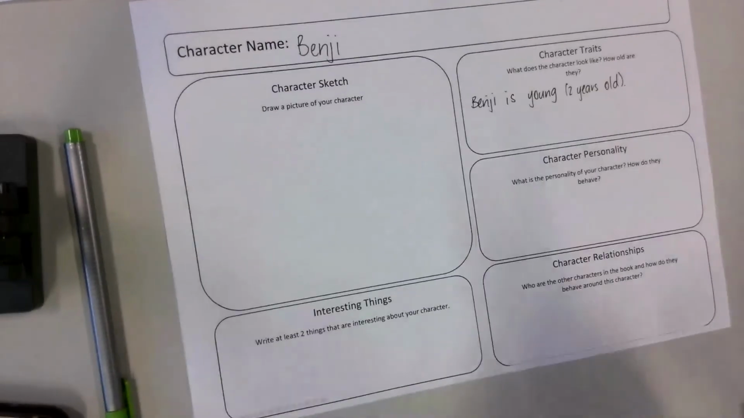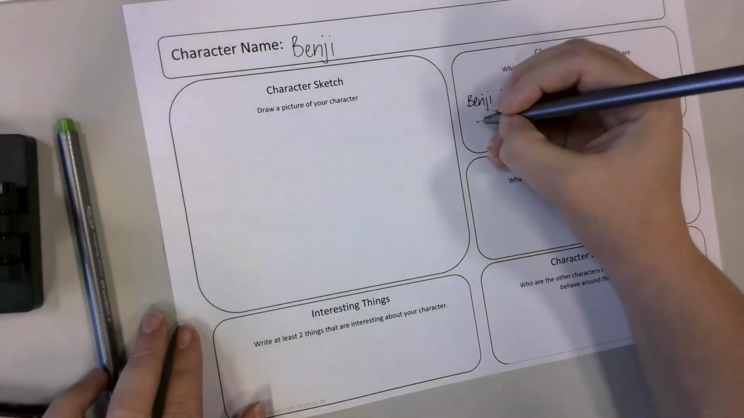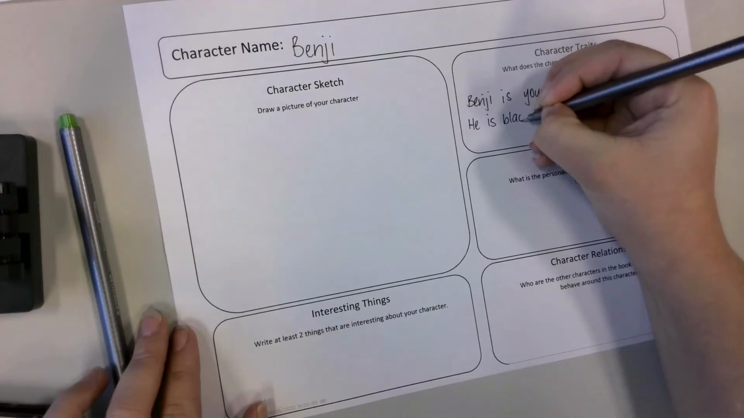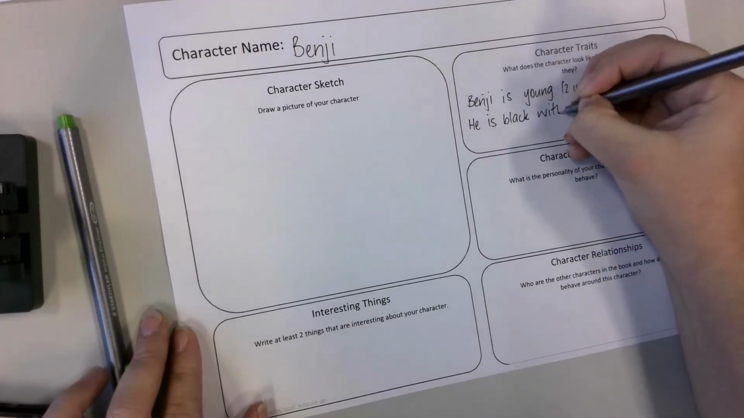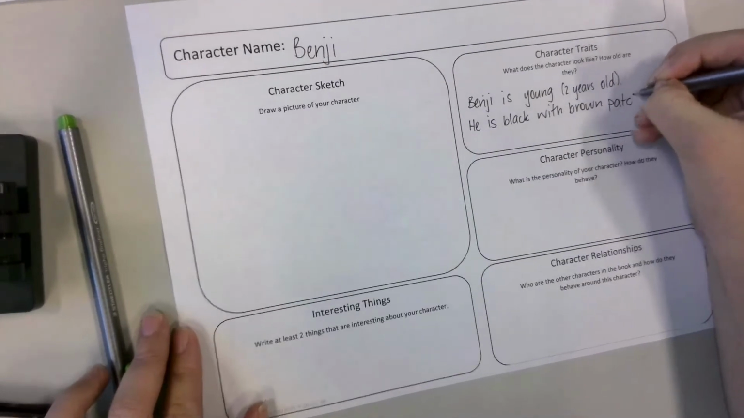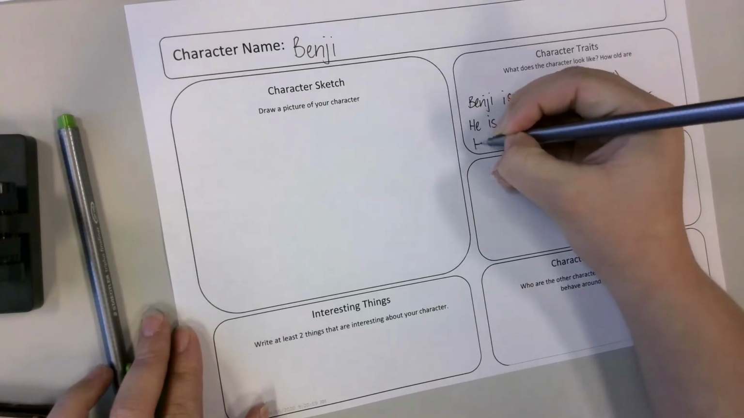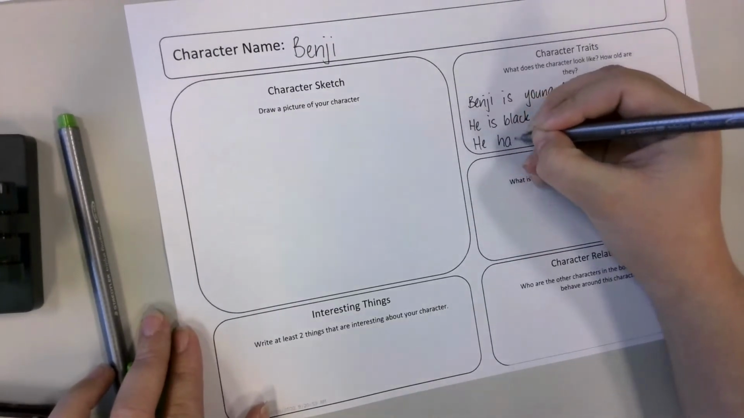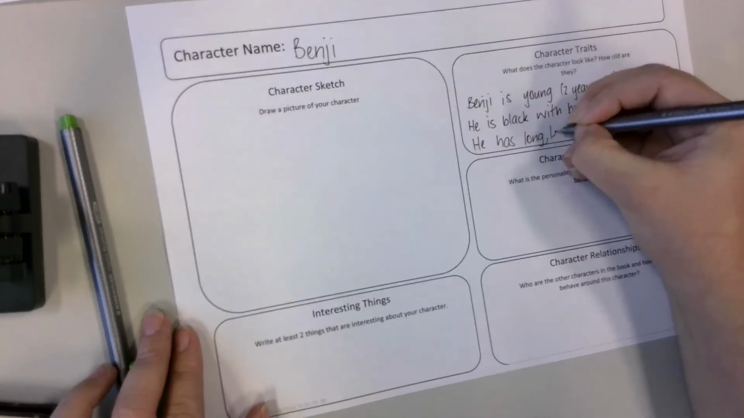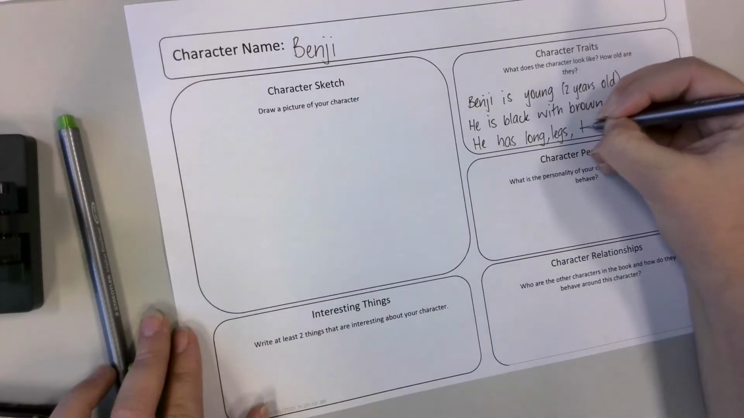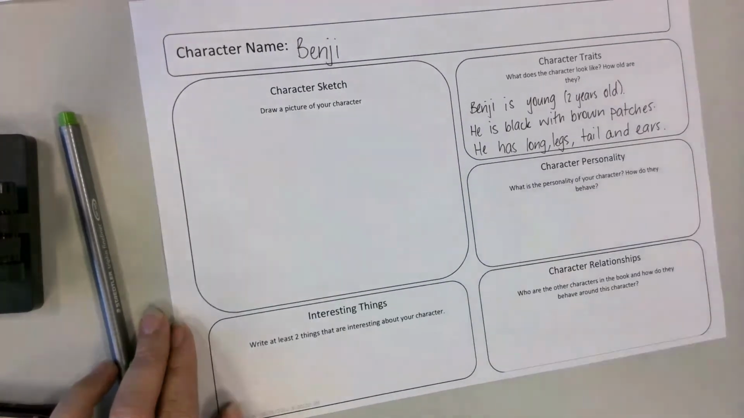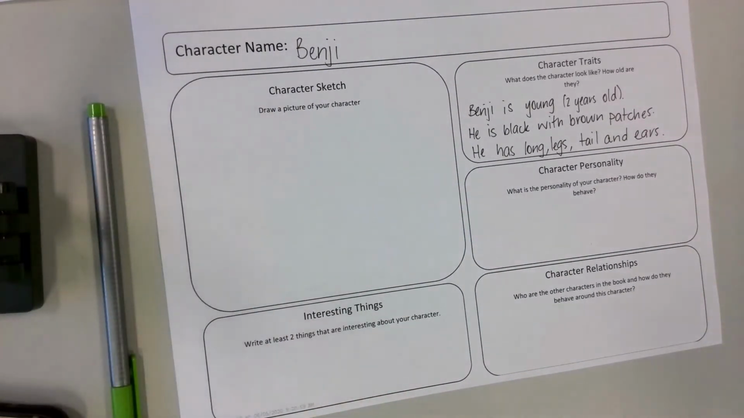Okay, what does Benji look like? Benji is black with brown patches. And he has long legs, tail, and ears. Terrific.